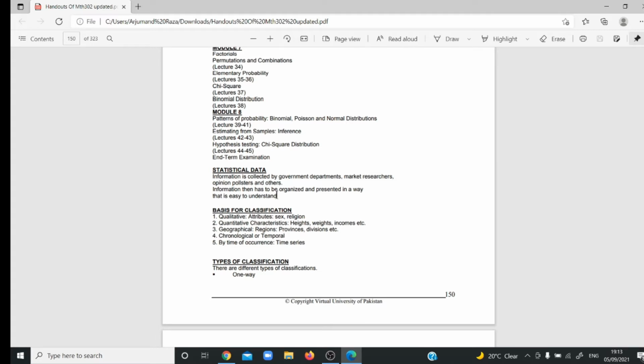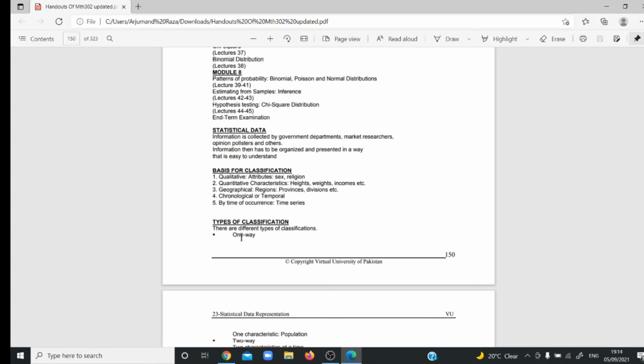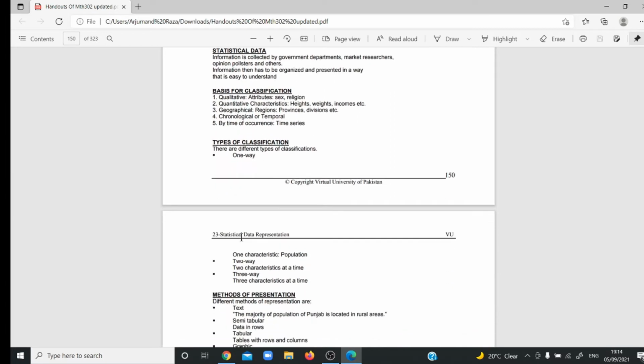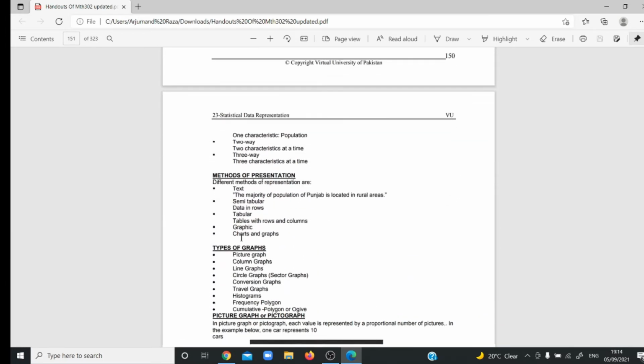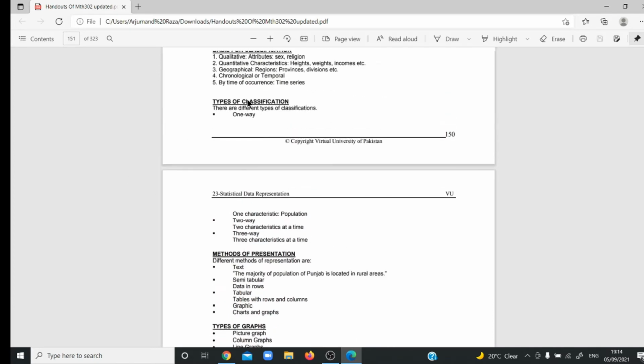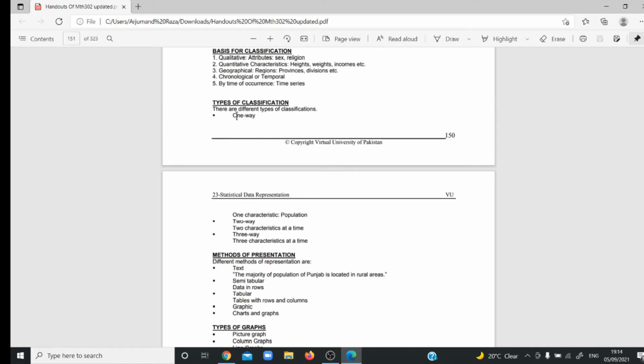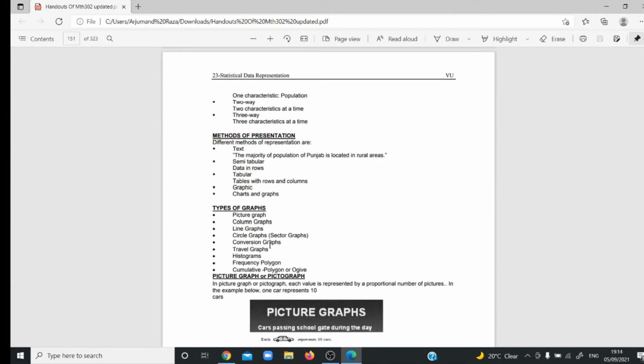We classify this data in 5 ways. The first is the qualitative manner, the second is the quantitative manner, the third is the geographical manner, the fourth is the chronological or temporal manner, and the fifth is by the time of occurrence, which one comes first. These are the types of classification. For individual data we have only one way, for example the population. But for discrete data, or for inclusive or exclusive data, we have 2 or 3 ways. We will explain.